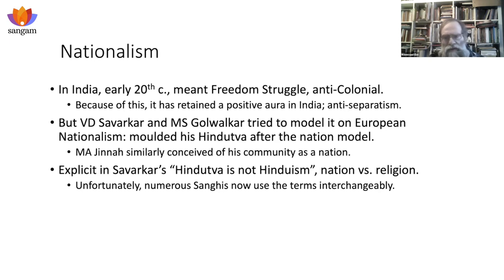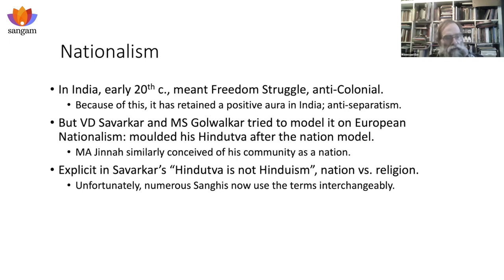Now, Hindutva and Hinduism are not the same thing. This is said explicitly by Savarkar in his booklet Hindutva from 1924. So there is a distinction between the Hindu religion, which is colloquially called Hinduism, and the Hindu nation, which is what he terms Hindutva. Unfortunately, today this is something that has to be said because most people don't know it. Very many people belonging to the Sangh use these terms interchangeably. A lot of times it's Hindutva this, Hindutva that, when they clearly mean Hinduism.